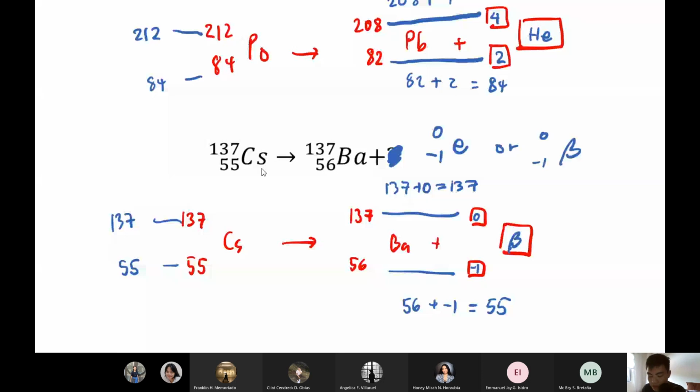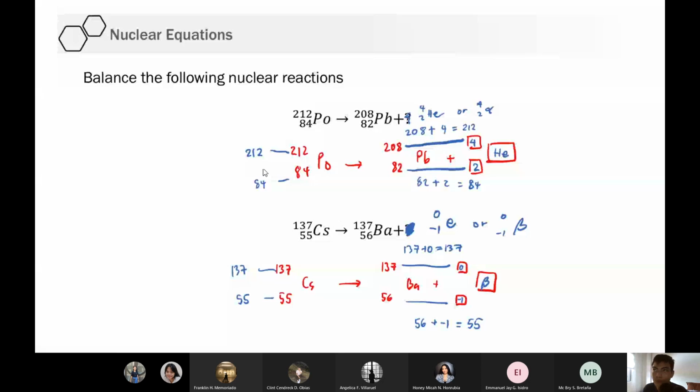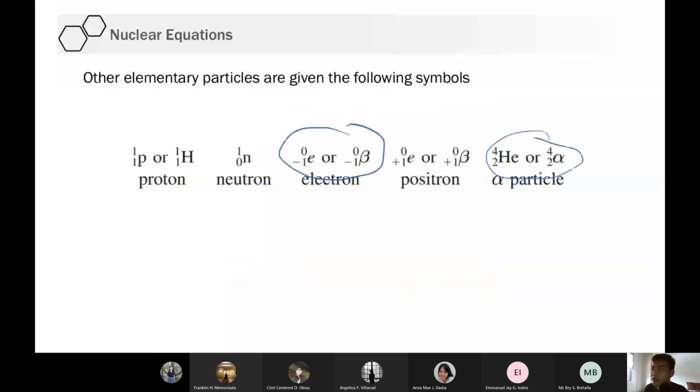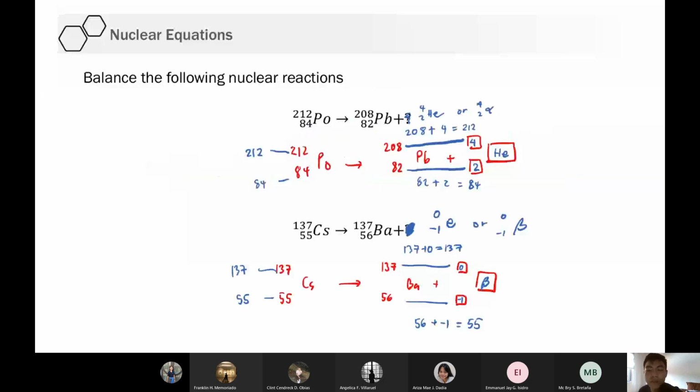Ganun lang. So, that's how you balance nuclear reaction. Bilangin mo lang yung nasa taas, bilangin mo yung nasa baba. Kapag equal sila, balance na yan. So, ano yung mga symbol niya? Ang symbol niya, pwede tignan mo periodic table o kaya tingin ka dito. Okay? Pag negative 1 yung nasa baba, electron yun. Pag positive 1 yung nasa baba, positron yun. 0 yung nasa baba, neutron yun. Okay? Anything else ay nasa periodic table. So that's how you balance nuclear equations.